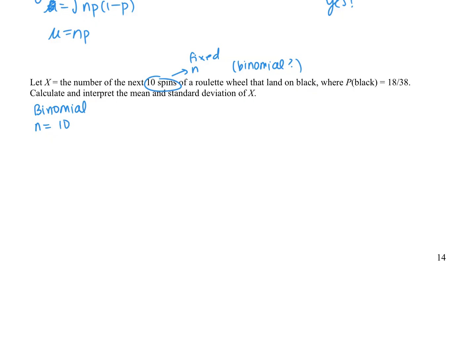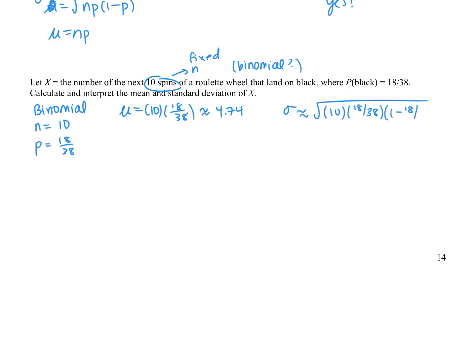Our n is the 10 spins. Our p is the probability of success, which is 18 out of 38. Our mean then is n times p, which is about 4.74. Standard deviation is about the square root of 10 times 18 out of 38 times 1 minus 18 out of 38, which is about 1.58.